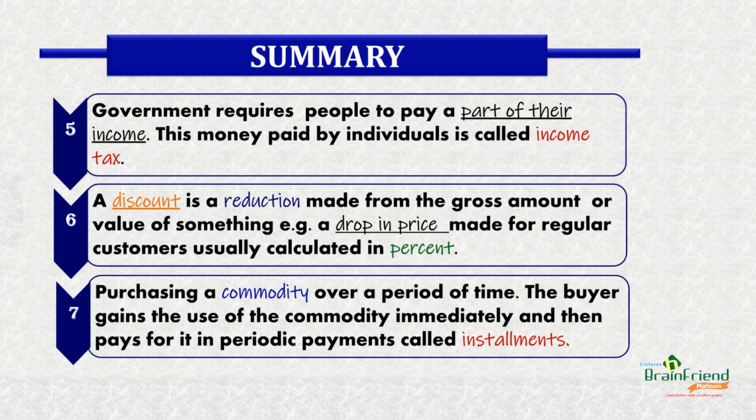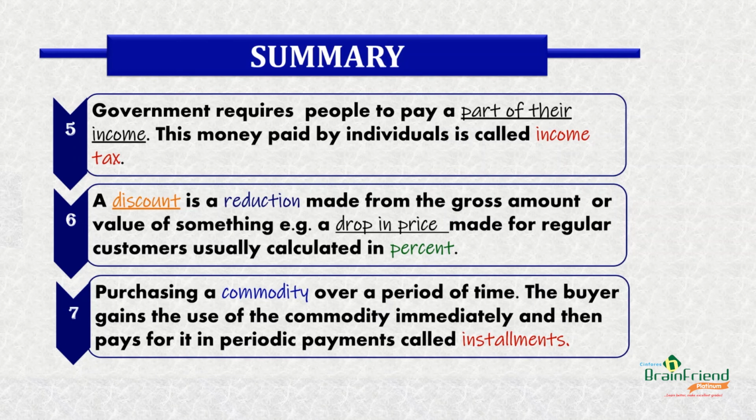We also learned that a discount is a reduction made from the gross amount or value of something. For example, a drop in price made for regular customers, usually calculated in percents. And lastly, we learned that purchasing a commodity over a period of time, the buyer gains the use of the commodity immediately and then pays for it in periodic payments called installments.